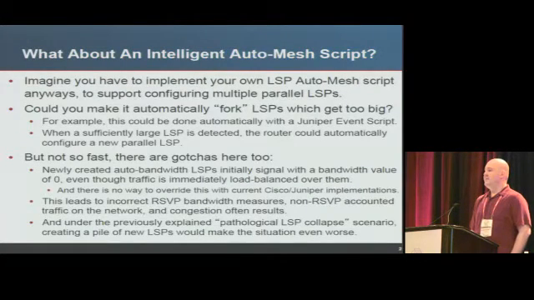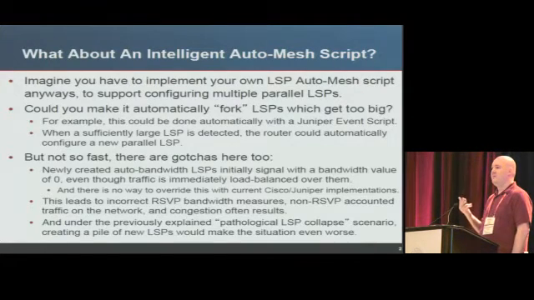So one of the things that we've played with is to try and create a more intelligent Automesh script. So imagine that you could create an Automesh script that lets you fork an LSP when it gets too big. So if you set a random threshold in your network and you said, I don't want any LSP to go above 1 gig or 5 gigs or 10 gigs, whatever it is. When you see traffic get to a certain point, you now need to fork. You basically want to create two parallel LSPs, split the traffic across them, and load balance.